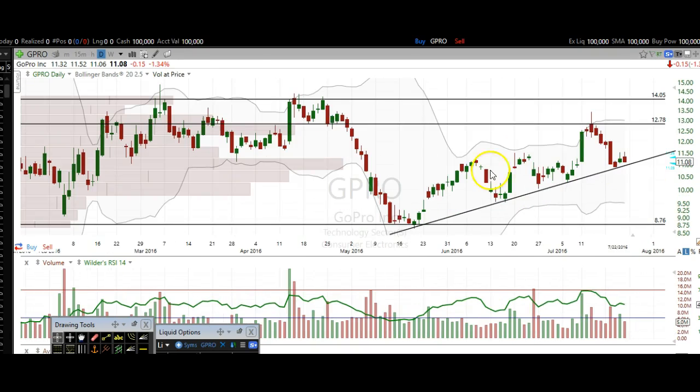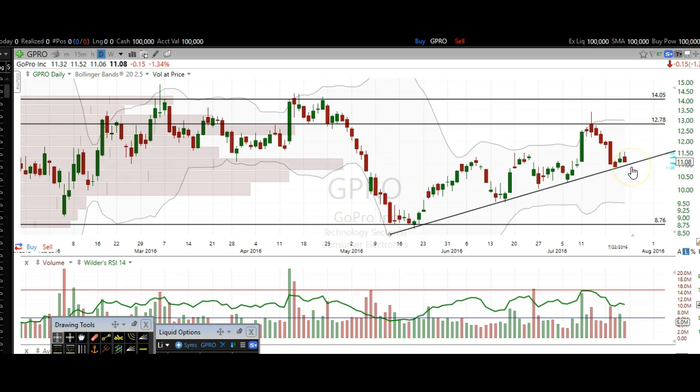Next, we're going to be covering GoPro. GoPro, main thing that I'm seeing right here is this uptrend line. You can see that we've got a bounce from it here, here, here, here, and several touches right here. So if you're bullish on GoPro, you want to see this uptrend line hold, and most likely it does because trends are more likely to continue.